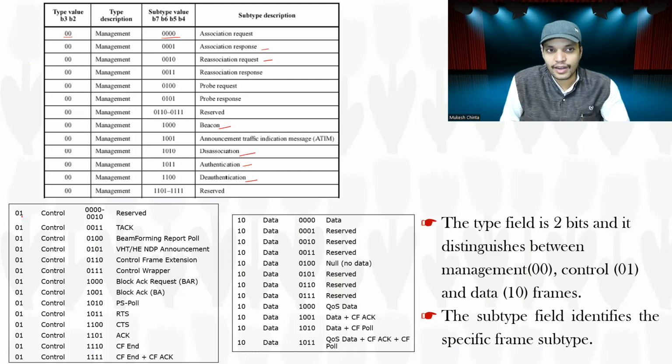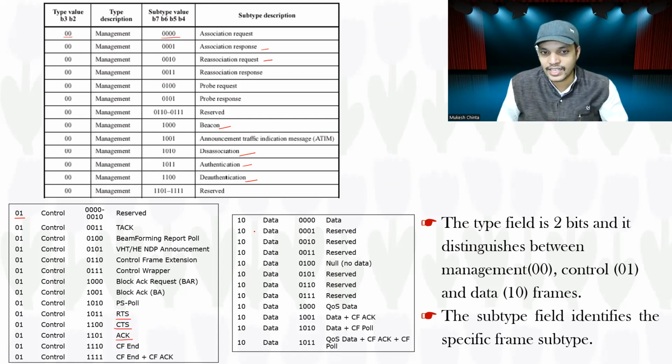The second variant, where the type value is 01, is a control frame. These control frames are used for implementing access control, controlling the access to the shared medium, and also for frame acknowledgement. You can see here the short frames which we discussed during the MAC sublayer implementation: the request to send and clear to send, and the ACK, the acknowledgement frame. So these are all the different control frames, with the type and subtype for each one of them.